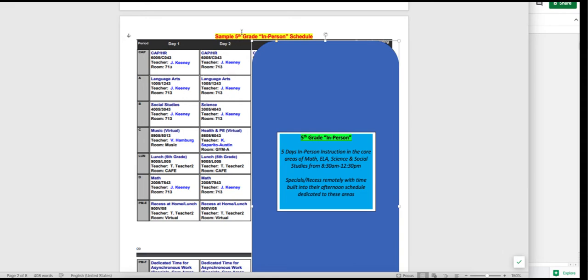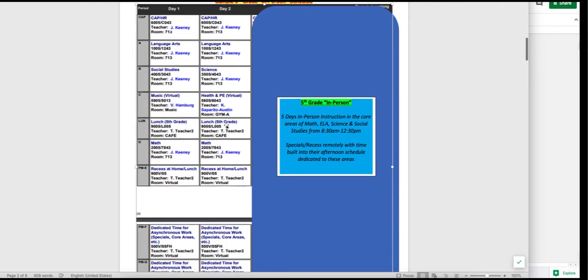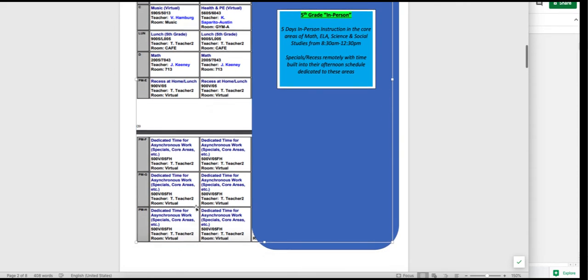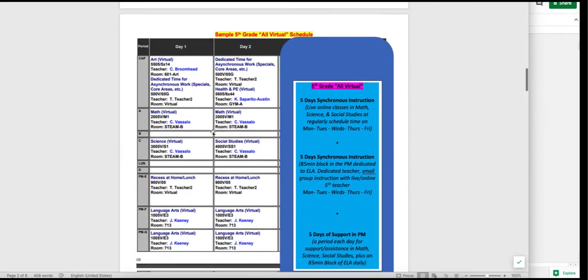So in this particular student schedule, it tells them whether he has social studies or science on a particular day. It tells them what his special is. So in this case, day 1, this person has music. On day 2, this person has PE. And then you'll see that block E is reserved for recess at home and lunch. And then these afternoon blocks for these in-person kids are going to be dedicated to time for asynchronous work. So that's work in their specials, their core areas, homework, reading, things like that. All right, and then we'll move on to an all virtual schedule in 5th grade.